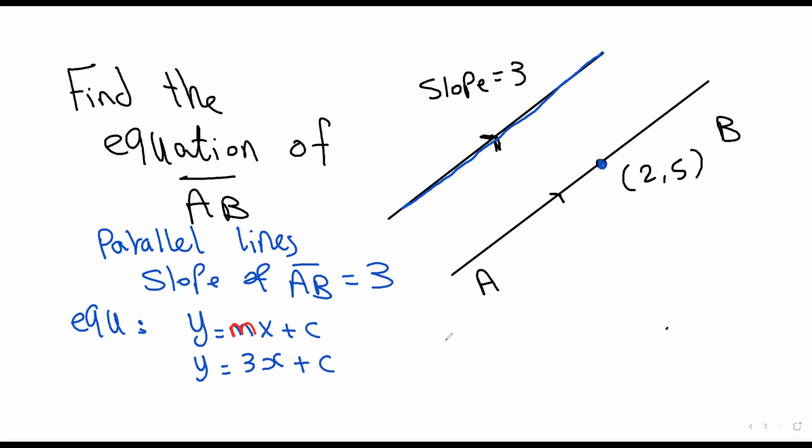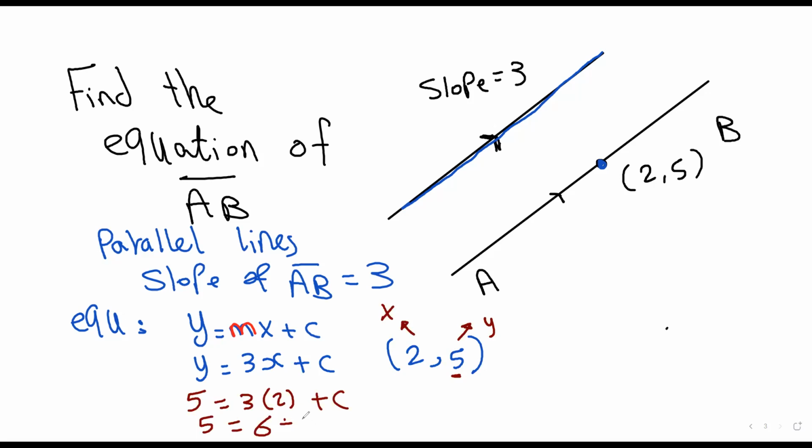How can we get c? We are going to say that the line passes through the point 2 and 5. So here 2 stands for x and 5 stands for y. So I'm going to write here 5 instead of y is 3 times 2 plus c. So 5 equals 6 plus c. Move 6 to the other side. So 5 minus 6 equals c, minus 1 equals c.